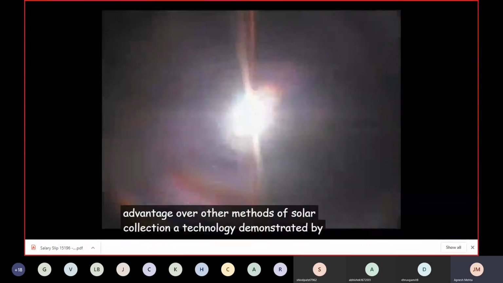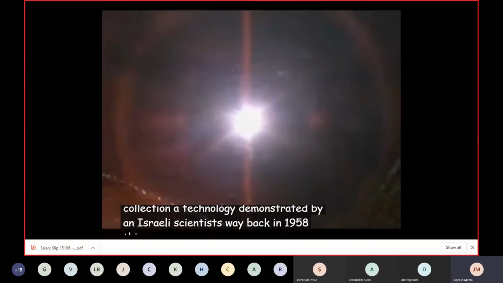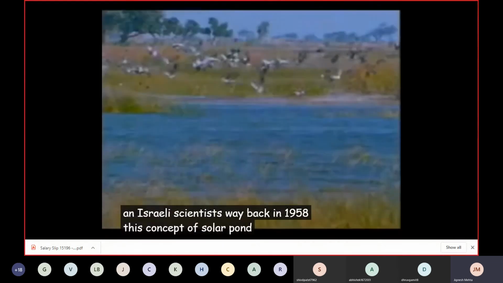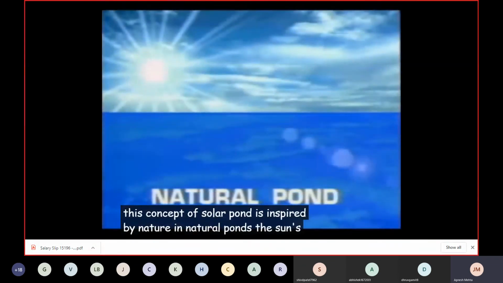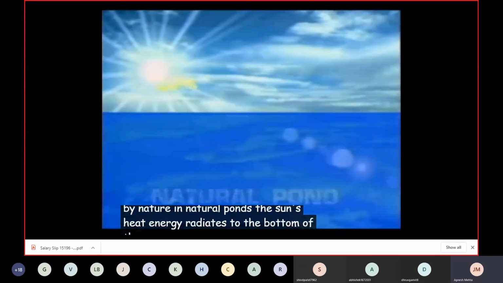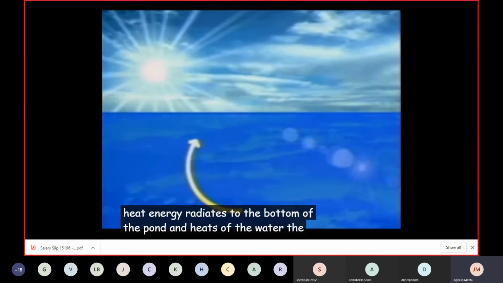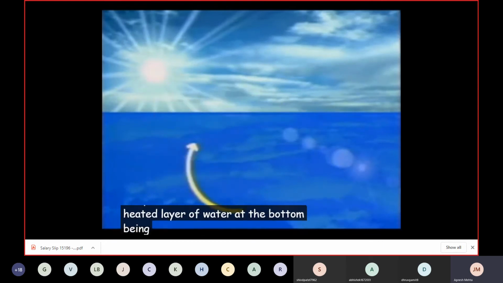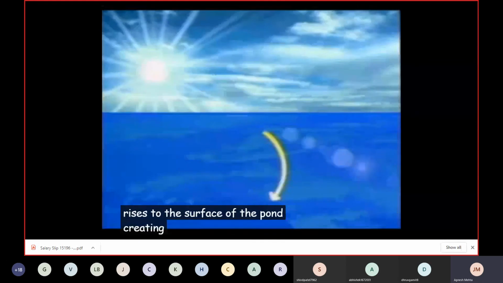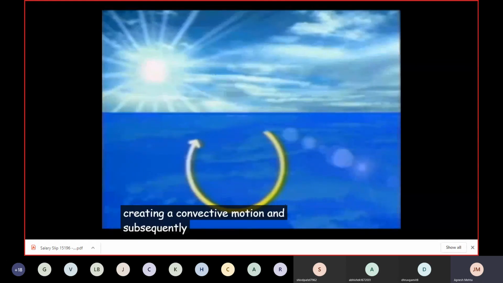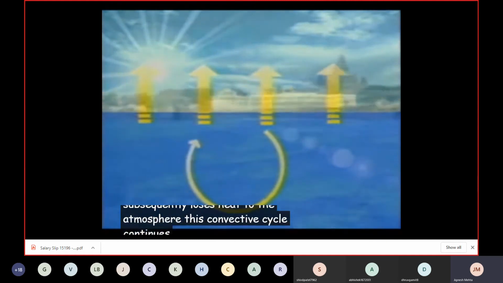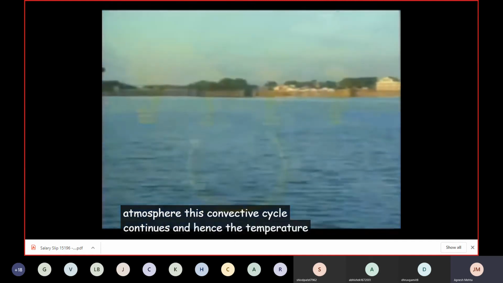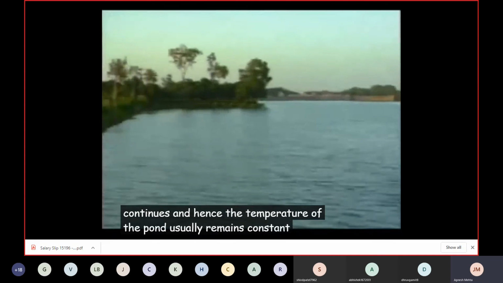A technology demonstrated by Israeli scientists way back in 1958, this concept of solar pond is inspired by nature. In natural ponds, the sun's heat energy radiates to the bottom of the pond and heats up the water. The heated layer of water at the bottom, being lighter than the upper layers, rises to the surface of the pond, creating a convective motion and subsequently loses heat to the atmosphere. This convective cycle continues, and hence the temperature of the pond usually remains constant.